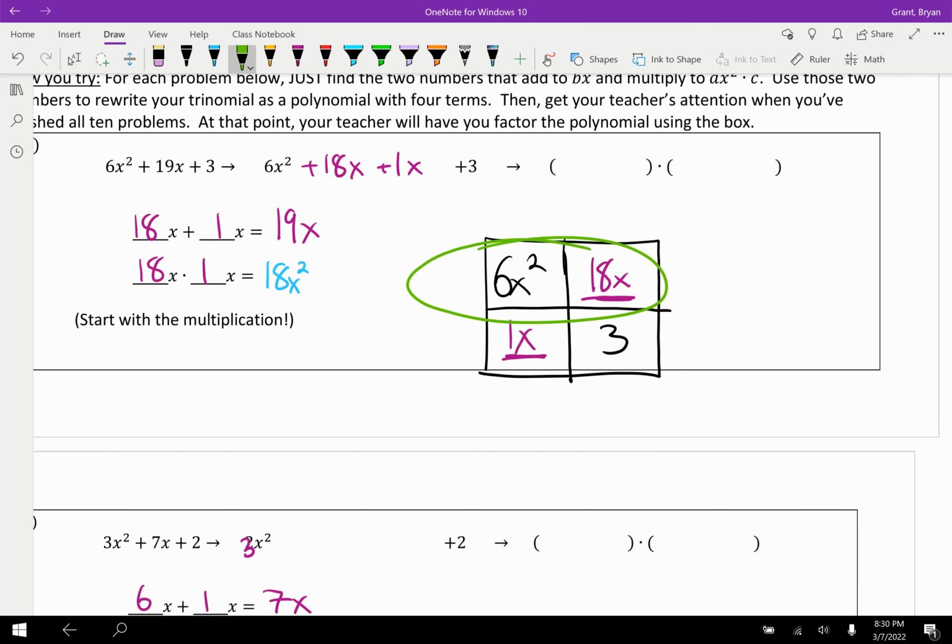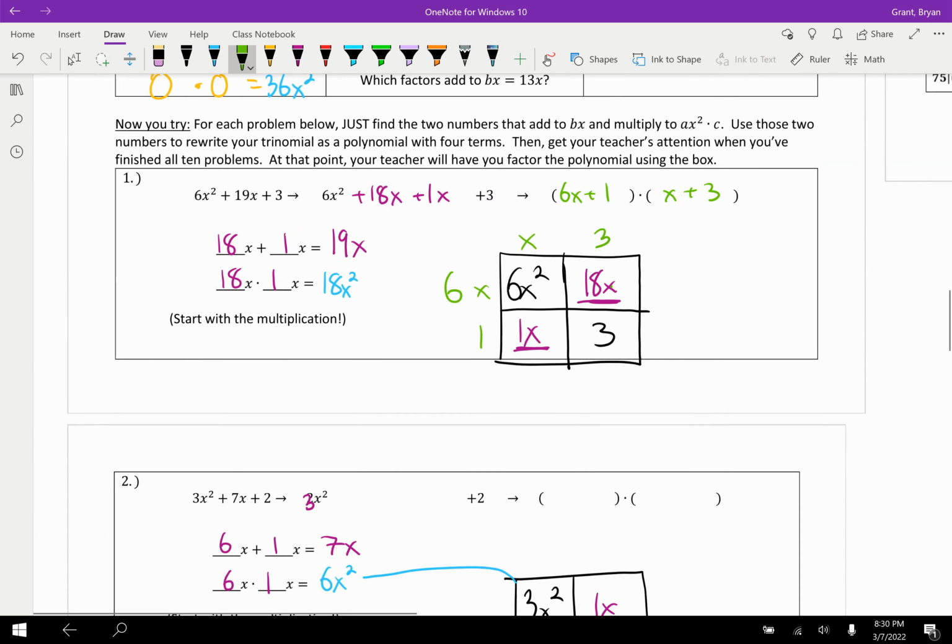You start with any row or column. We find the common terms, 6 and 18. You can use your factor sheet. They both have a 6 in common and an x. Then we start multiplying. 6x times x is 6x squared. 6x times 3, x times 1. Bonus box. Yeah, we did it. Looks pretty good. And so my factored form is 6x with a positive 1, x with a positive 3.